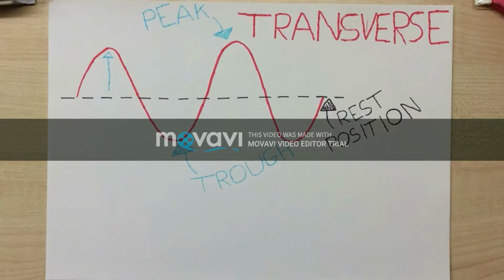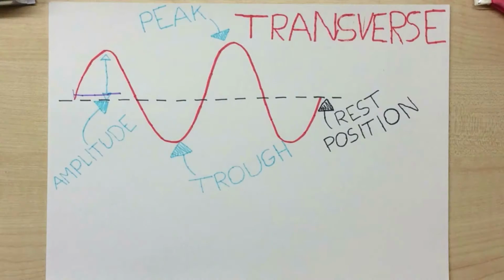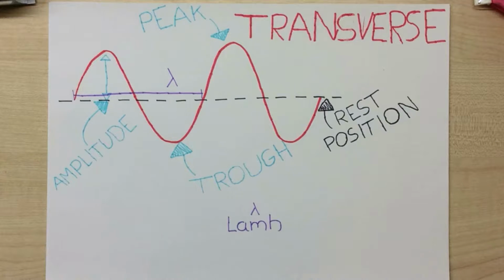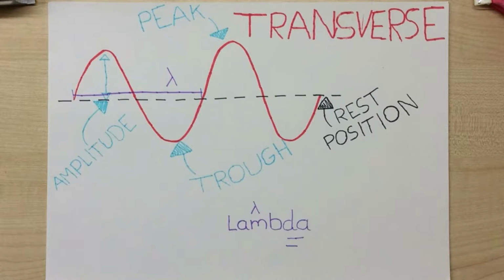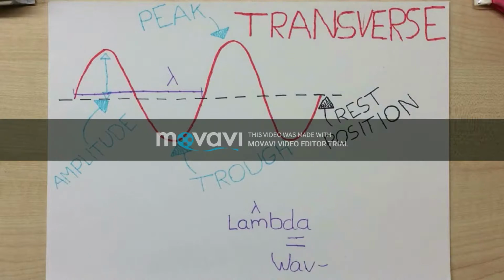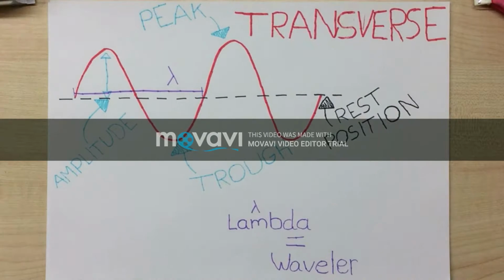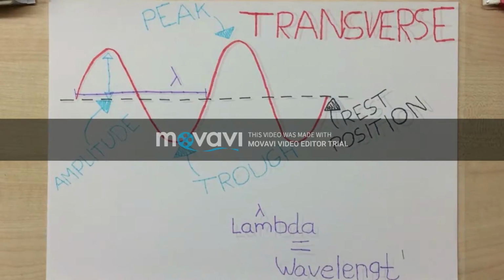The amplitude, A, is the maximum displacement from a point along the wave to its rest position, and the wavelength, lambda, is the distance between a point on one wave to the same point on another wave. For example, from peak of wave 1 to peak of wave 2, or trough to trough of the same waves. The wavelength is denoted by the Greek symbol lambda.